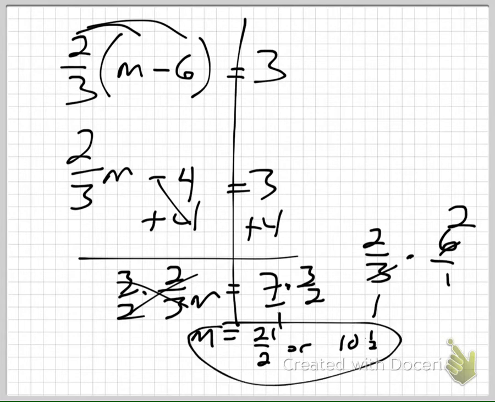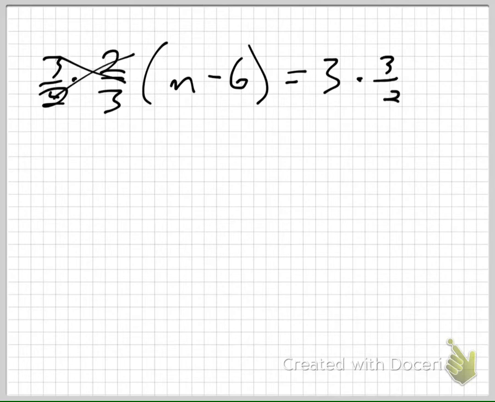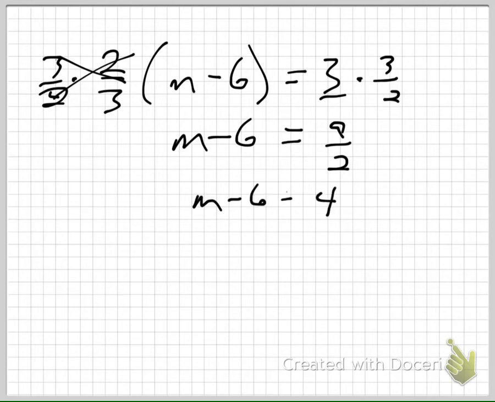How many of you got that? Does it make sense? Can I show you really quick? I'm going to rewrite it again. 2/3 times m minus 6 equals 3. And then I multiply this side by 3 halves, and I go, okay, so it's m minus 6 equals 9 halves, right, which is 4.5. m minus 6 equals 4 and 1/2. Plus 6, plus 6, m equals 10.5. Exactly what we had before.